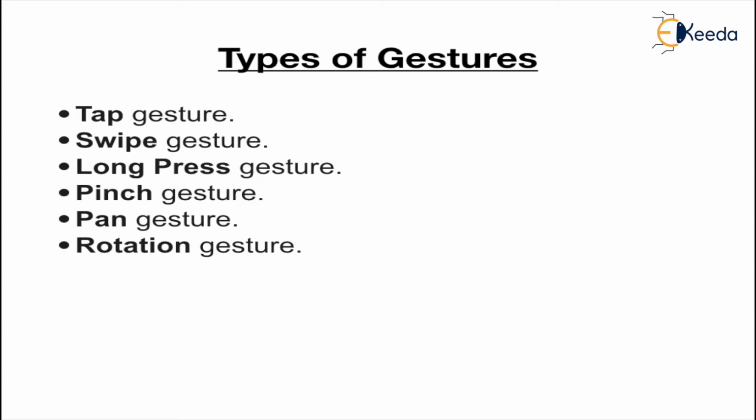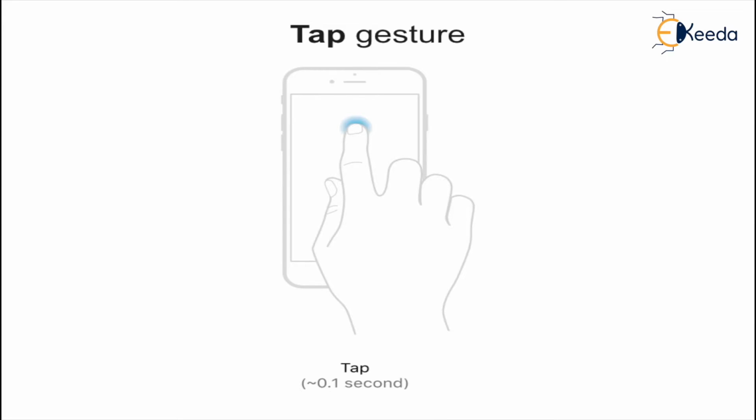Here you can see the tap gesture. It means whenever you tap on the screen, at that time your tap gesture recognizer is called. Here you can see the tap gesture image. Whenever you tap, meaning touch your screen in less than 0.1 seconds, at that time your device recognizes this tap gesture using any finger.